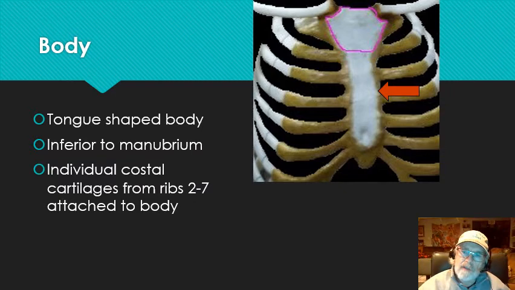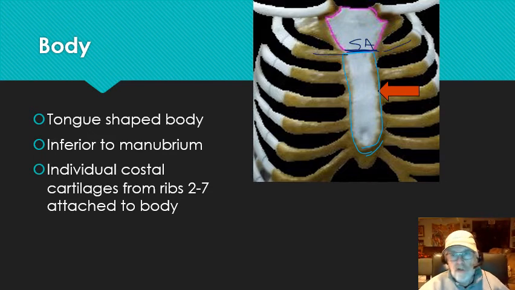Now here's the body. The body is this part right here. Let me outline the body. That's the body. It's more tongue-shaped. It's below the manubrium. Here's the sternal angle right there. Here's the second rib, or the costal cartilage from the second rib, right there. And basically that's where all the other ribs are going to attach. So here's 3, 4, 5, 6, and 7, just like we say.